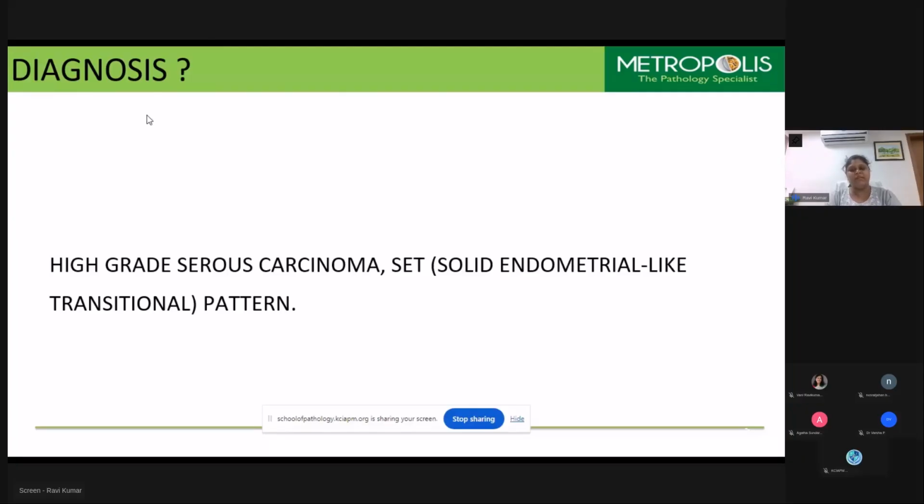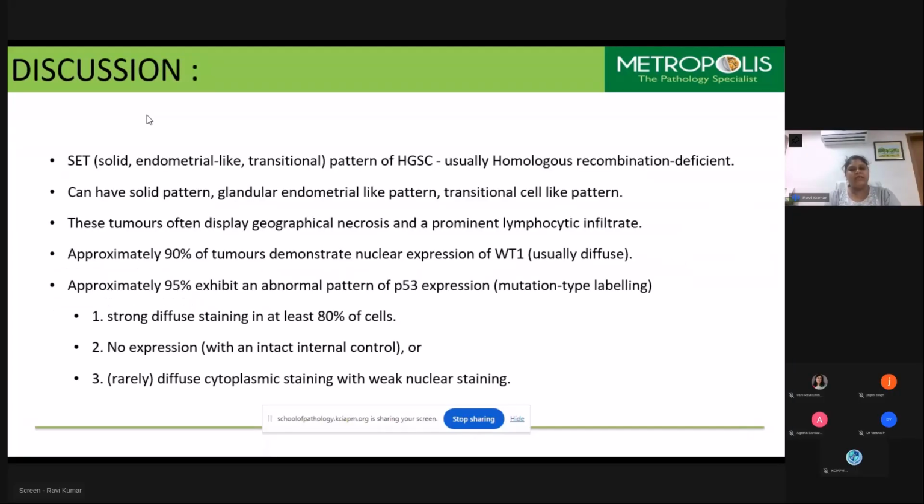I was very happy that quite a few of you had mentioned this in your diagnosis. So what is the SET pattern? These usually have a solid pattern, a glandular endometrioid-like pattern, and a transitional cell-like pattern. And they are usually associated with homologous recombination deficiency. These tumors often display geographic necrosis and a prominent lymphocytic infiltrate.